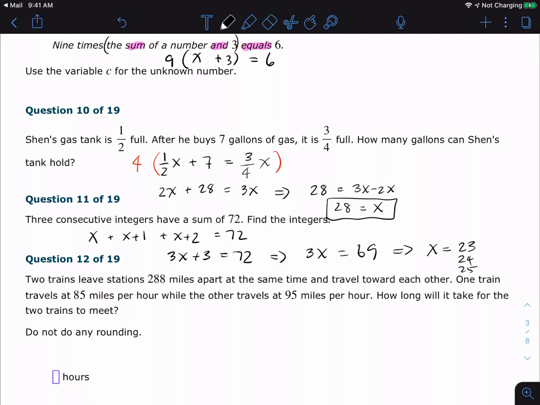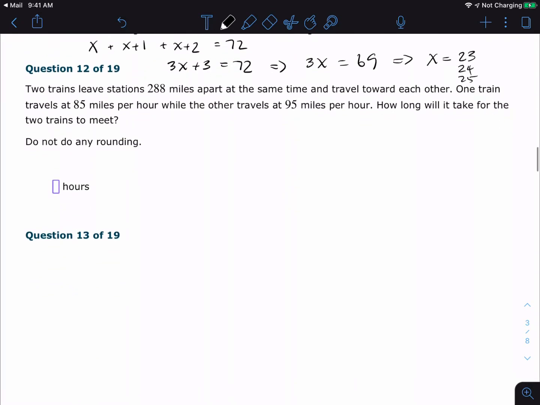All right. Let's go on to number 12. In number 12, it says 2 trains leave a station 288 miles apart at the same time and travel towards each other. So, here's a train, and they're traveling towards each other, so one's going in this direction, one is going in this direction, and it says that one train is going 85 miles per hour, so this one's going 85 miles per hour, and this train's going 95 miles per hour. How long does it take for the trains to meet?